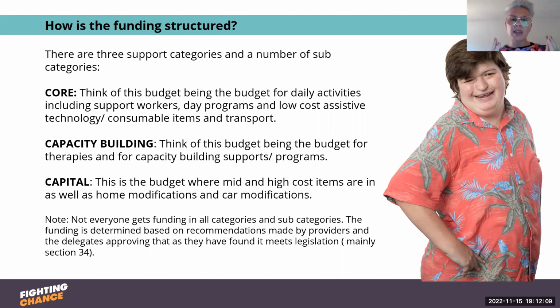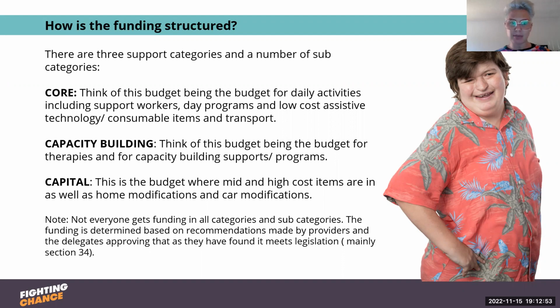Think of core as being for your daily activities, so including your support workers, day programs, low cost assistive technology and consumable items, and your transport. This core also includes supported independent living. If you have supported independent living funding, then it will be sitting in your core budget as well. Same as any short-term accommodation or medium-term accommodation funding, that will be found in your core budget. So think of it as your daily activities.